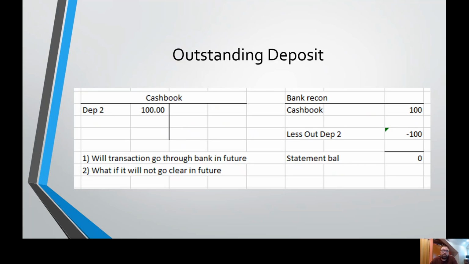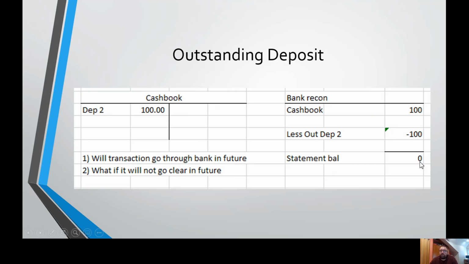Now, the moment you print a receipt off your accounting system, the accounting system will enter that as a positive amount in your cash book on the debit side, because your cash book increases on the debit side. Now, as at month end, I've not yet deposited that amount at the bank. So what will my bank statement balance be if this is the only transaction in the world? My bank statement balance will be 0.